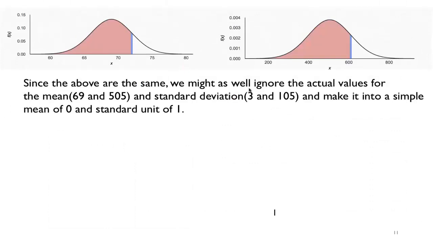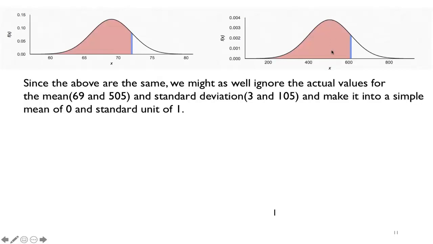Okay, so because these two pictures are essentially the same, we can really ignore the numbers, because it doesn't matter whether the average is 69 or the SD is 3, or that the average was 610 and the SD was 105, whatever that was. We want to treat these two pictures as exactly the same. So the way we do that is we're going to normalize these two pictures. Instead of saying the mean is 69 or 505, let's make the mean, the middle, be 0, because it's the same shape either way.